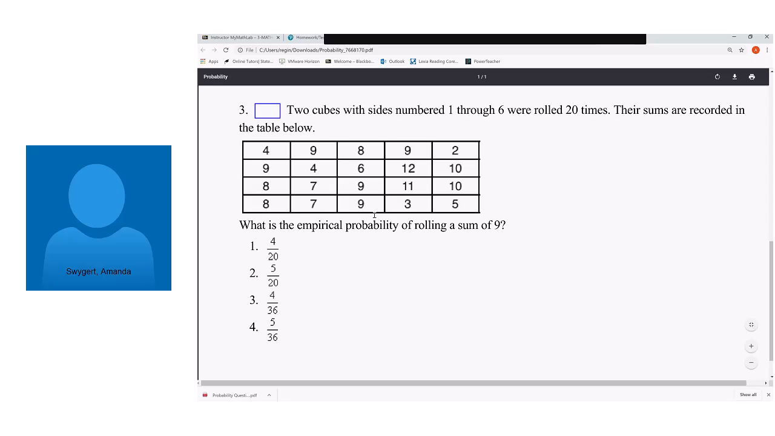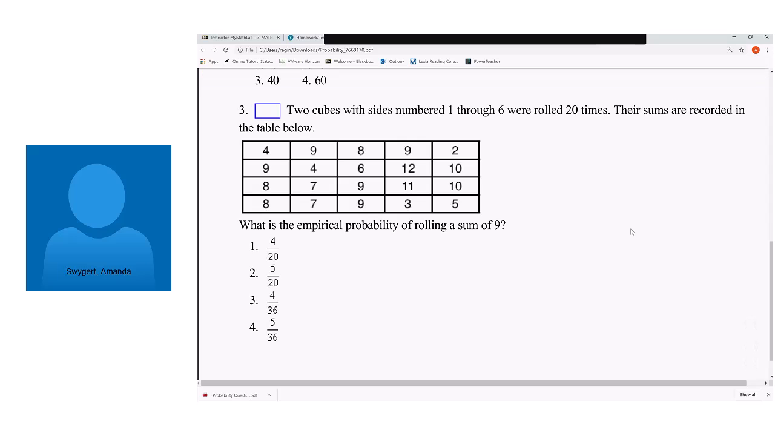So what is the empirical probability of rolling a sum of 9? The difference in the wording is that they are not asking you what's the theoretical or classical probability of rolling a sum of 9. If I wanted theoretical or classical, that would be listing out all the true possibilities of getting a sum of 9 and saying what is the probability that that should happen. Empirical probability says don't worry about what should happen. Let's look at what did happen.